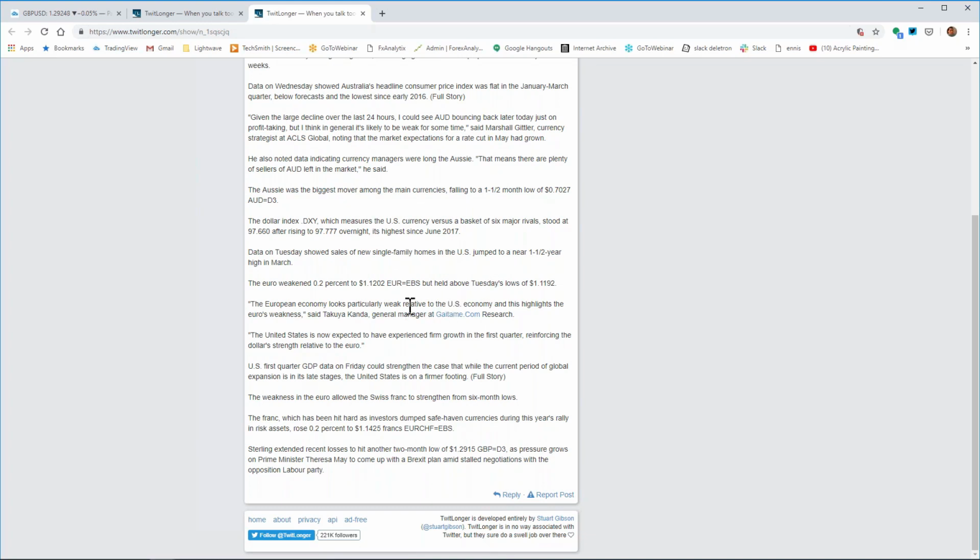The European economy looks particularly weak relative to the U.S. economy, and this highlights the euro weakness, said Takuya Kanda. The United States is now expected to have experienced firm growth in the first quarter, reinforcing the dollar's strength relative to the euro. First quarter GDP data on Friday could strengthen the case that while the current period of global expansion is in its latest stages, the U.S. is on firmer footing. The weakness in the euro allowed the Swiss franc to strengthen from six-month lows.